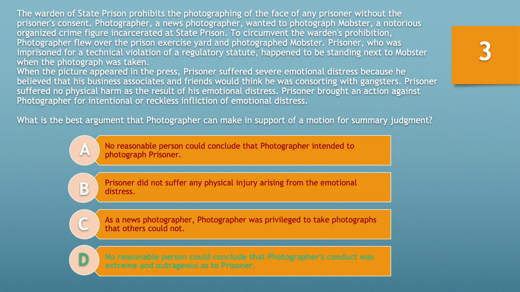In this case, photographer flew over the prison exercise yard and photographed mobster and prisoner, who happened to be standing next to mobster when the photo was taken. However, in order for prisoner to recover for intentional or reckless infliction of emotional distress, photographer's conduct must have been extreme and outrageous. Taking a photograph generally cannot be considered extreme and outrageous conduct. As such, photographer's best argument in support of a motion for summary judgment would be that no reasonable person could conclude that photographer's conduct was extreme and outrageous as to prisoner.